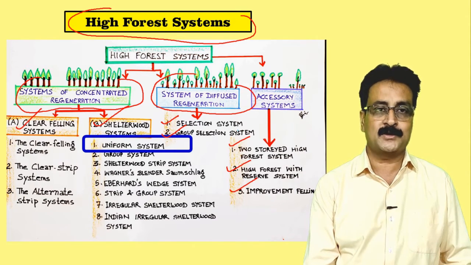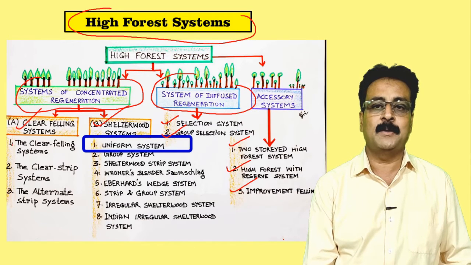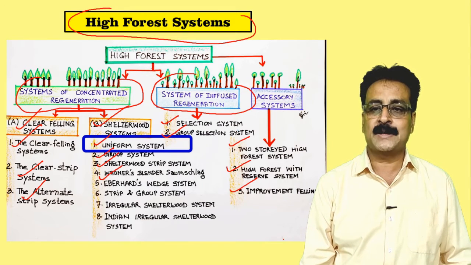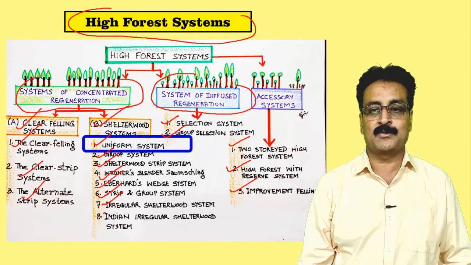Here, in the system of concentrated regeneration, we have studied the clear felling system, clear strip system, and alternate strip system. And in the shelterwood system, we are now going to study the uniform system, group system, shelterwood strip system, Wagner's blender samslag, Eberhard wedge system, strip and group system, Indian irregular shelterwood system, and irregular shelterwood system.